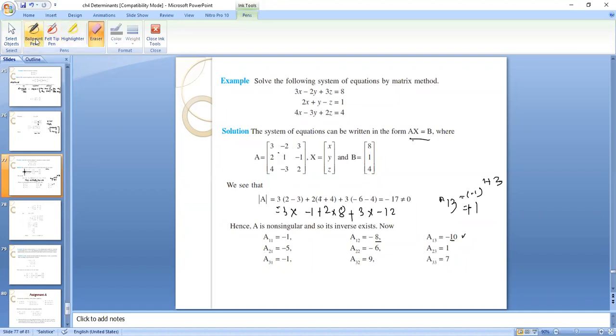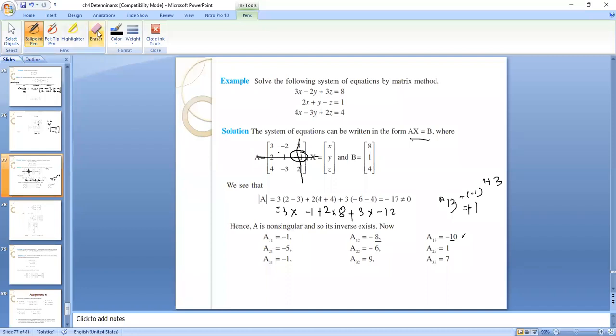After that, A22. A22 is this element, second row, second column. 3 twos are 6, 4 threes are 12. 6 minus 12 minus 6, but we will not multiply with minus 1, right? So it will be as it is, minus 6. Then we will find for A23. A23 means this element, second row, third column. So minus 9 plus 8 minus 1. Minus 1 multiply with minus 1 will be plus 1.